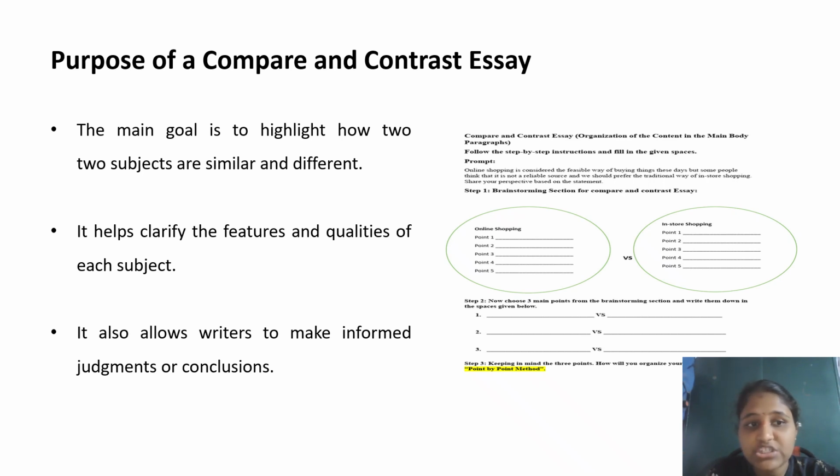To show relationships, it shows how two things are connected or related. It can help readers make decisions and choose between two options, and we can develop critical thinking. It will improve analytical skills by analyzing details carefully. To organize ideas clearly, it helps present information in a structured and logical way.